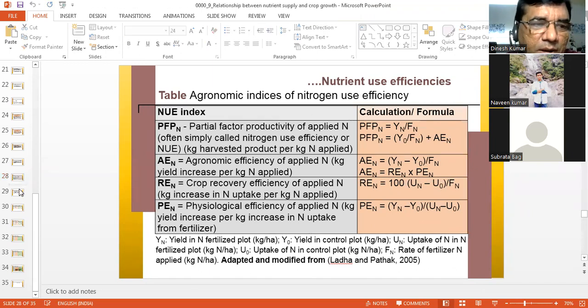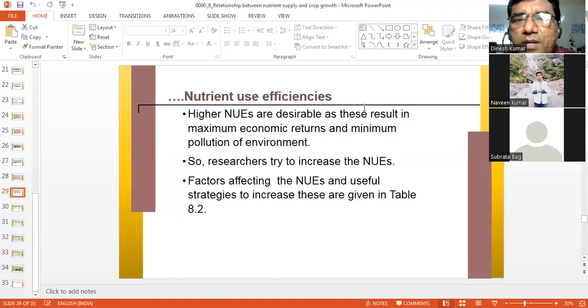So overall, you have seen the formula for this, and now higher nutrient use efficiency is desirable as it results in maximum economic return. If per kg nitrogen we are getting 20 kg grain, and if we get 30 kg grain, then it is fantastic because we are applying just 1 kg nitrogen. So if we are able to increase the efficiency, then we will get more profit because our cost of 1 kg nitrogen will remain the same. If you get more and more yield, then definitely it will be very economic also. So researchers try to increase the nutrient use efficiency.